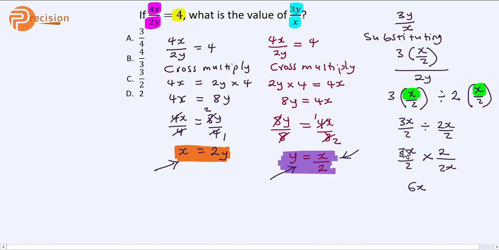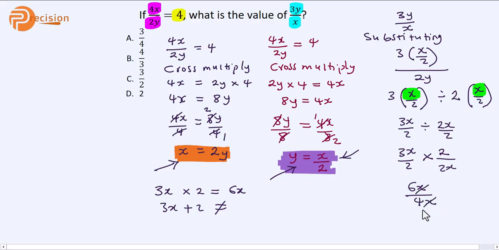A variable and a value can multiply. So what I simply mean is that 3x can multiply 2 to give us 6x, but 3x plus 2 cannot work. They cannot add, but they can multiply. So let's go ahead, and 2 times 2x for the denominator gives us 4x. At this point we can just cancel out the x.